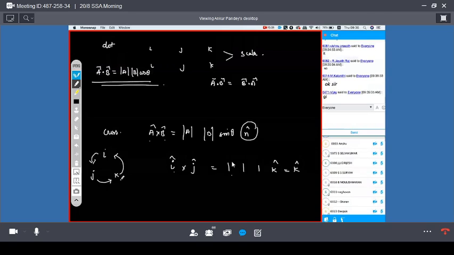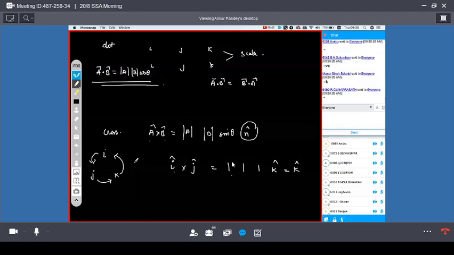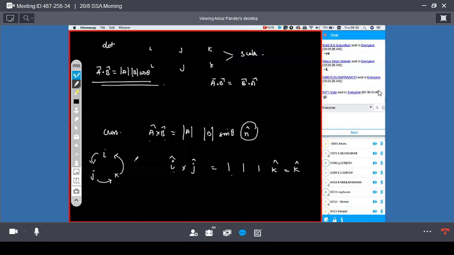j cross k equal to i. k cross i equal to j. Clear? But if someone will do j cross i, what will they get? Minus k. Very good, exactly. Got it? Now, surely you might have learned the determinant method, the matrix method of doing the cross product, right or not?